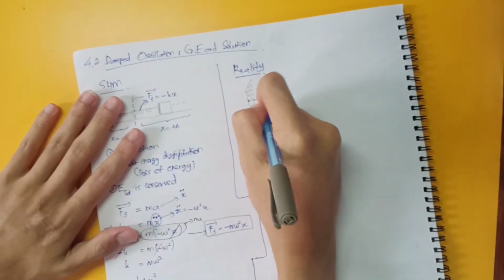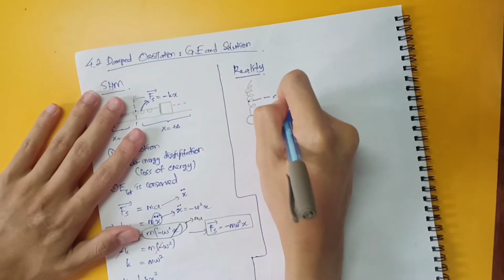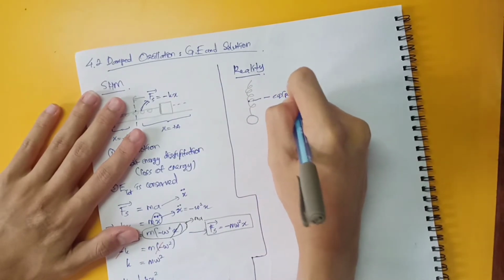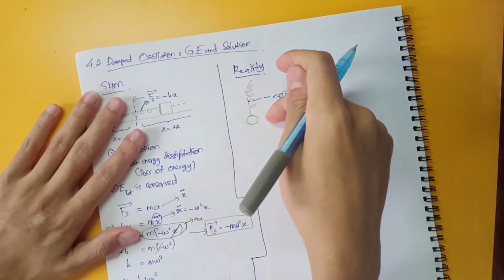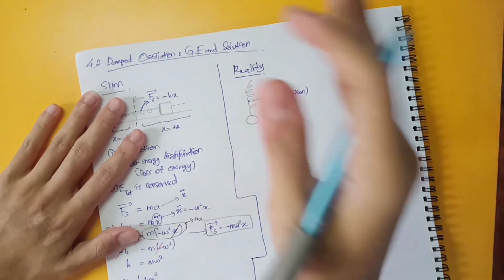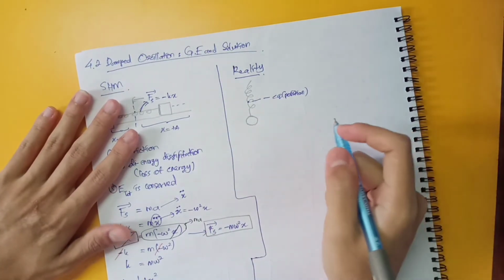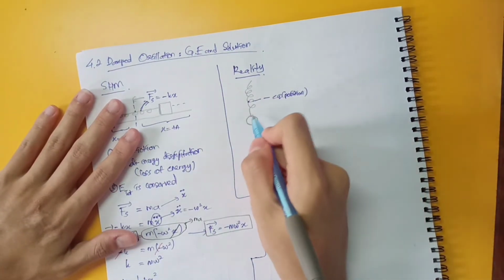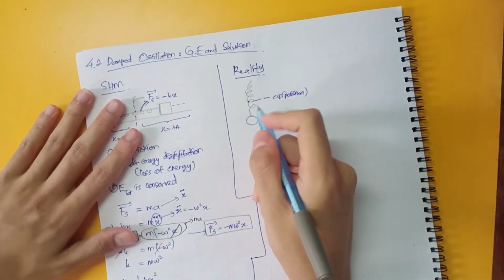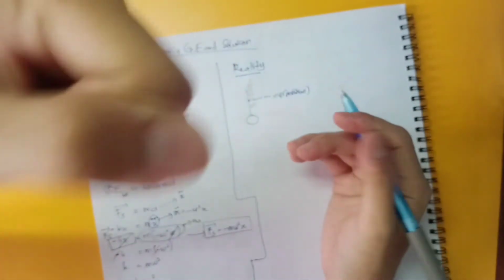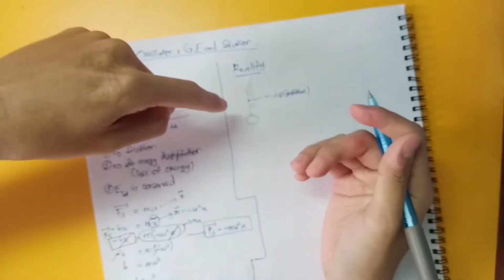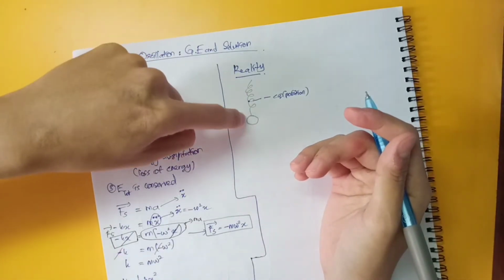Here we have the center, which is the equilibrium position, and down here is the maximum amplitude, and up here is the maximum amplitude. Now, in reality, we move this object up and down, and then suddenly this pendulum stops moving.